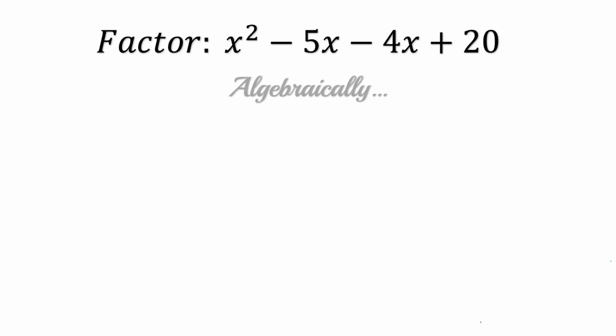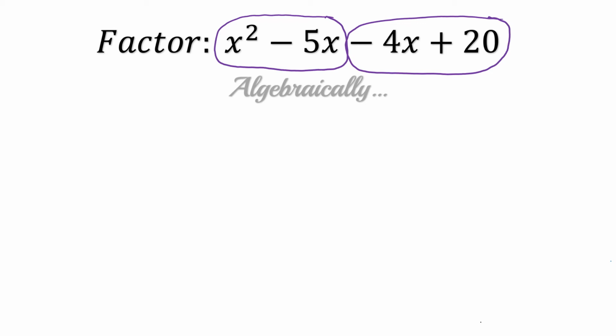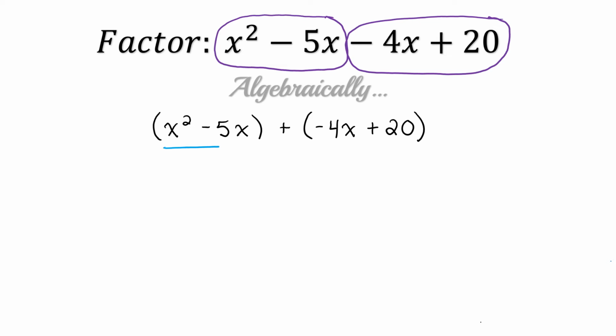Now let's take a look at how to factor this expression algebraically using the grouping method. So first we'll have to split our expression into 2 groups. Our first group is the quantity x squared minus 5x. And our second group is negative 4x plus 20. Then we'll factor the greatest common factor out of each group.